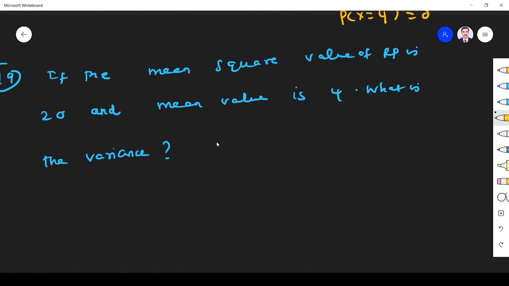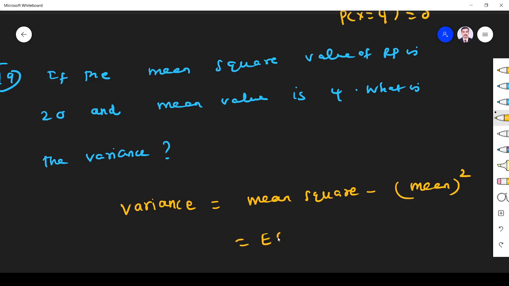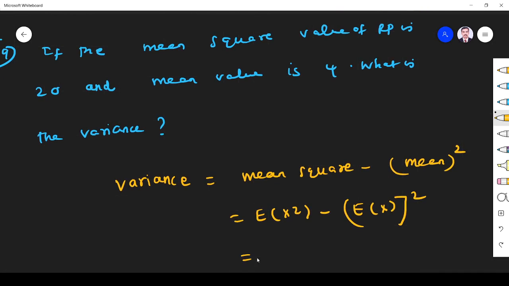Next one, if the mean square value of a random process is 20 and the mean value is 4, what is the variance? So what is the variance formula? Variance is equal to mean square value minus square of mean. That is E of x squared minus (E of x) whole square. Right? It is mean square, it is square of mean. Mean square value is 20. Mean value is 4, so square of mean is 4 square, 16. So the answer is 4. So variance is 4.